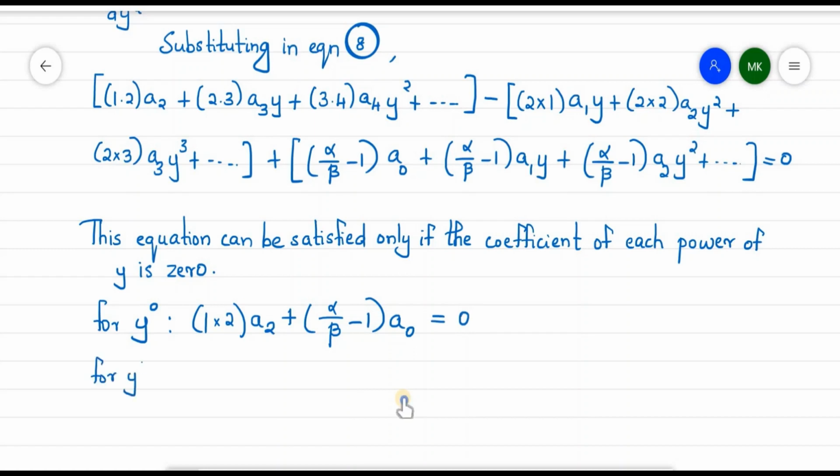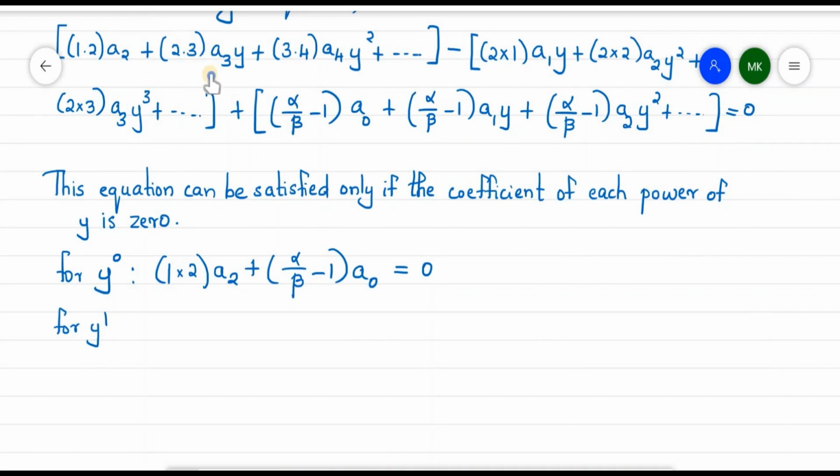Now for y raised to 1, pick out the coefficients of the y term. So here we have 2 into 3 into a3. And here 2 into 1 into a1. And last terms alpha by beta minus 1 into a1. 2 into 3 into a3 plus alpha by beta minus 1 minus 2 into 1 into a1 equals 0.